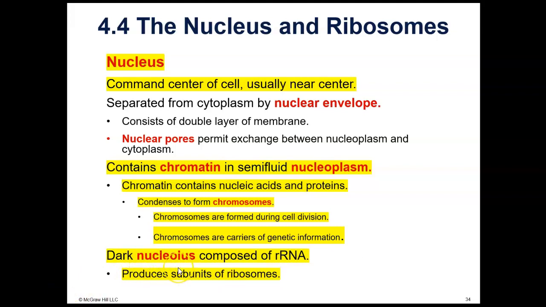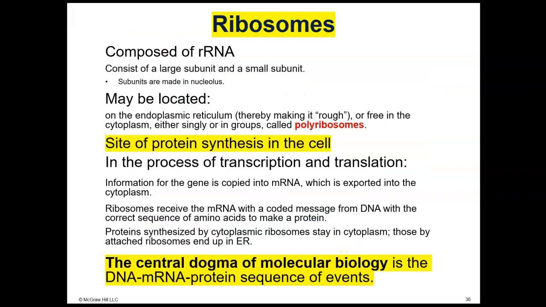And the nucleolus is the part inside the nucleus that is composed of ribosomal RNA. What you need to know about the nucleolus is that it makes the ribosomes, and then ribosomes make proteins. Ribosomes are the site of protein synthesis in the cell.